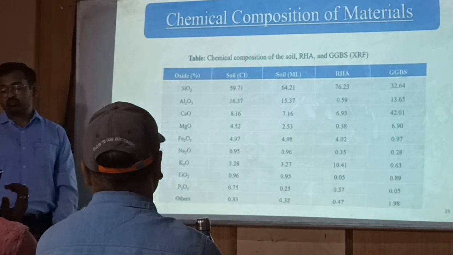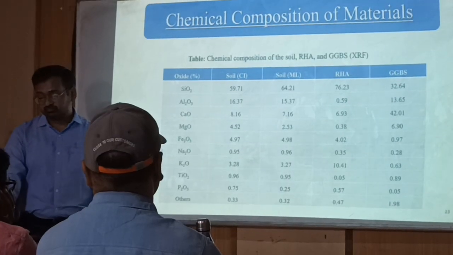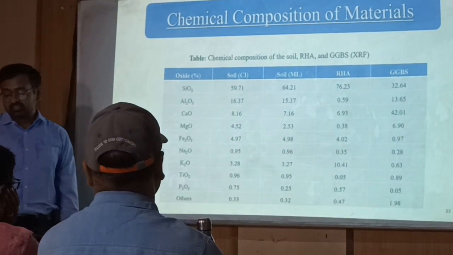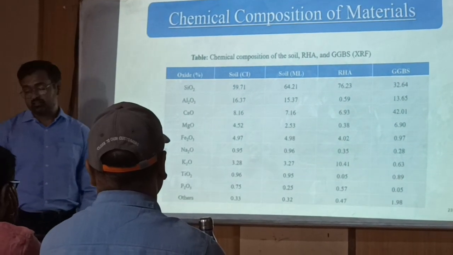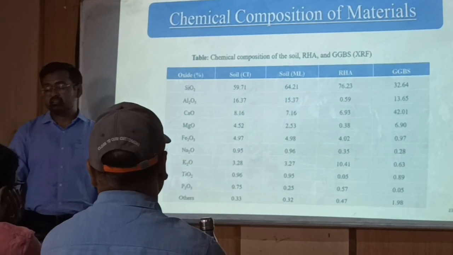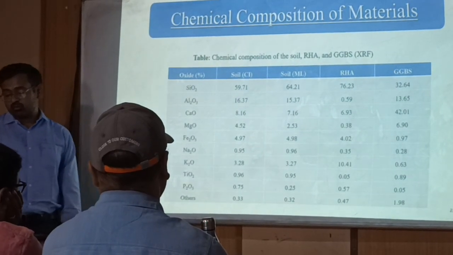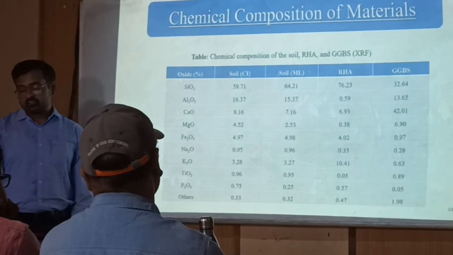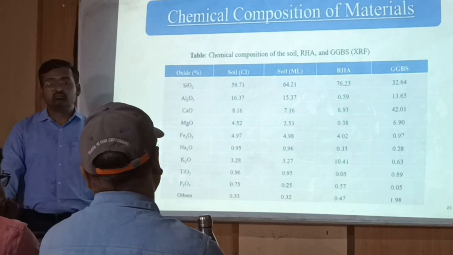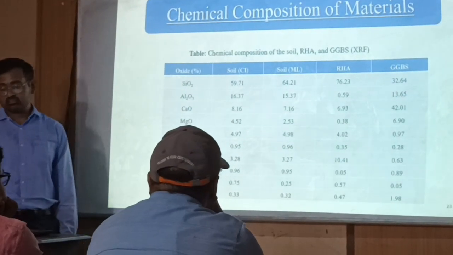These are the chemical compositions of the materials, which we found using the XRF test. We can see the RHA contains most majorly silica oxide and DGBS contains majorly calcium oxide. When we do the combination of these, it might result in a reaction combining calcium and silica to form calcium silicate hydrate for the stabilization.